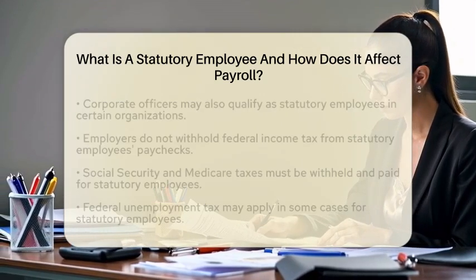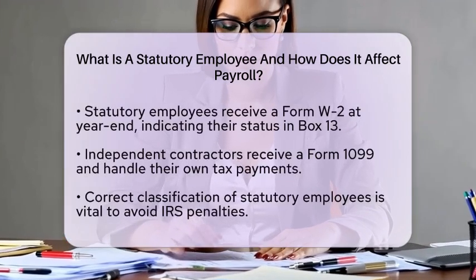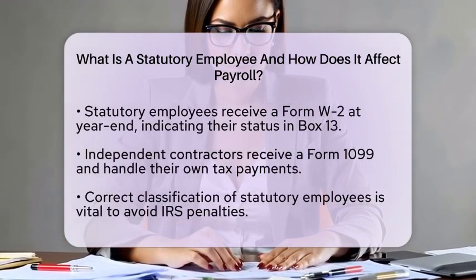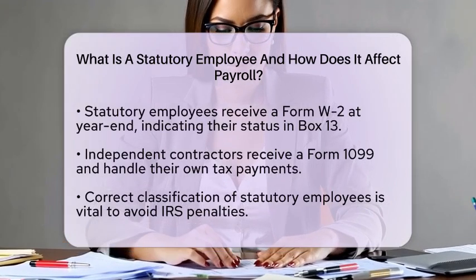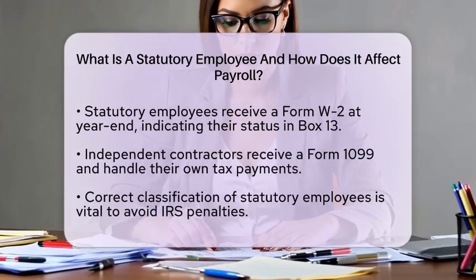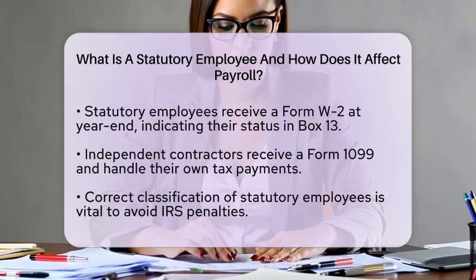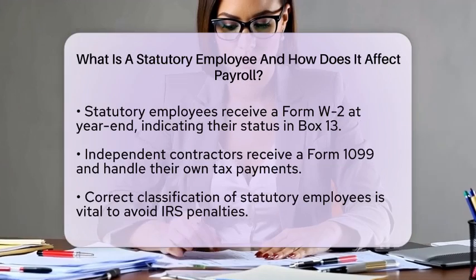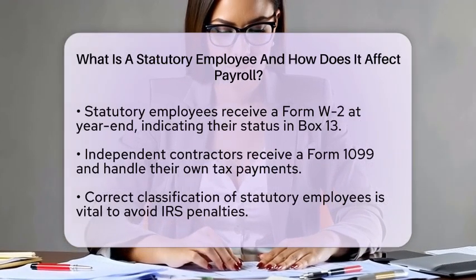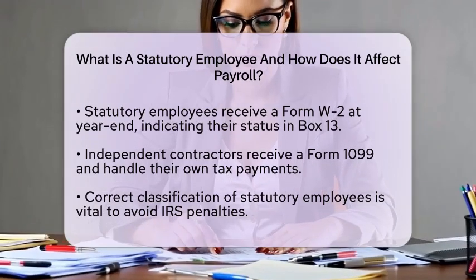For payroll processing, statutory employees receive a Form W-2 at the end of the year. Their wages are reported in Box 1, and Box 13 is checked to indicate their status as a statutory employee. This is different from independent contractors, who receive a Form 1099 and are responsible for paying all their own taxes.